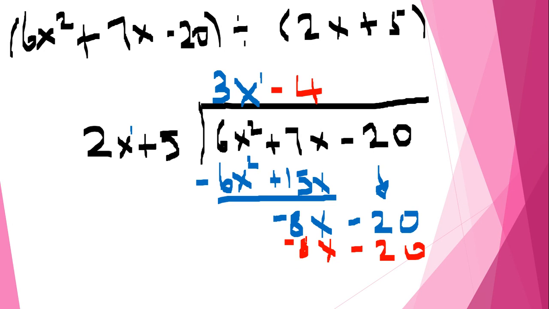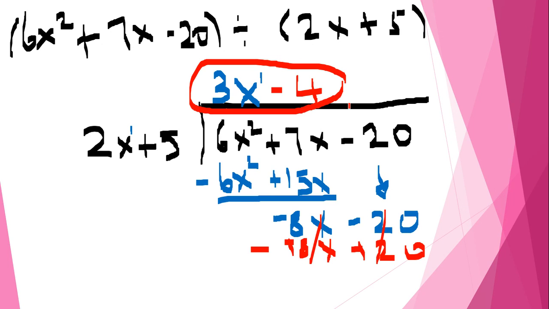Now, as you can see, these cancel each other, because when we subtract, whatever is inside now becomes positive. Therefore, that cancels off. Our remainder is 0. So our final answer really is 3x minus 4. That is our answer here.